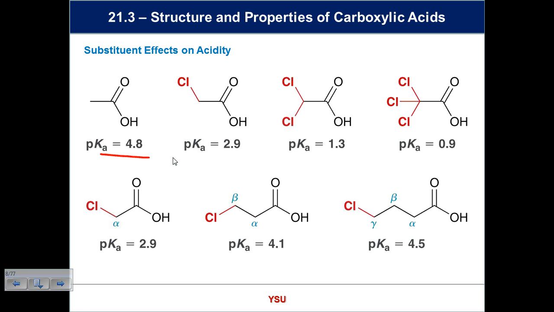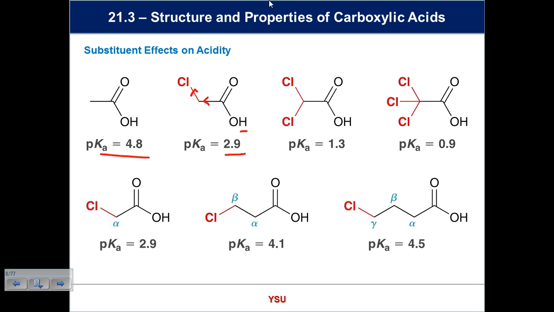Acetic acid itself is approximately 4.8. That's a decent organic acid. You put a chlorine on there, it drops. Has that become more acidic or less acidic? It's more acidic. Why is it more acidic? What's the chlorine doing? It's withdrawing electron density. It's taking electron density away from its neighbors. That will have a little effect on this proton. It'll make it more positive.